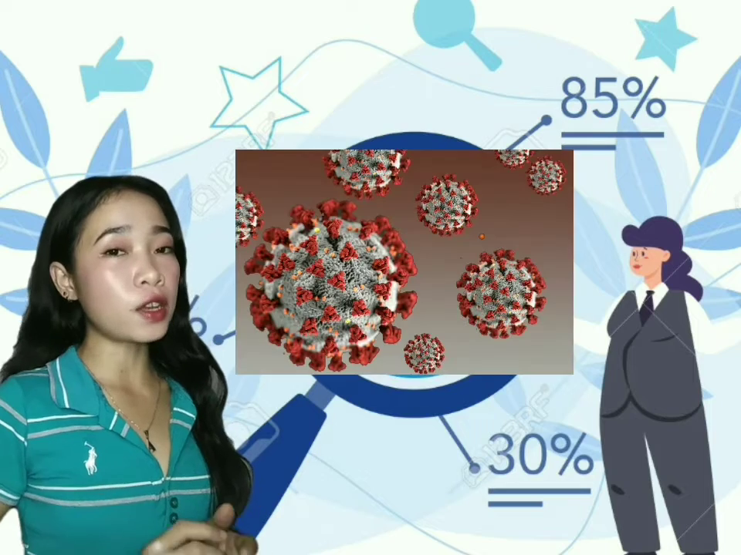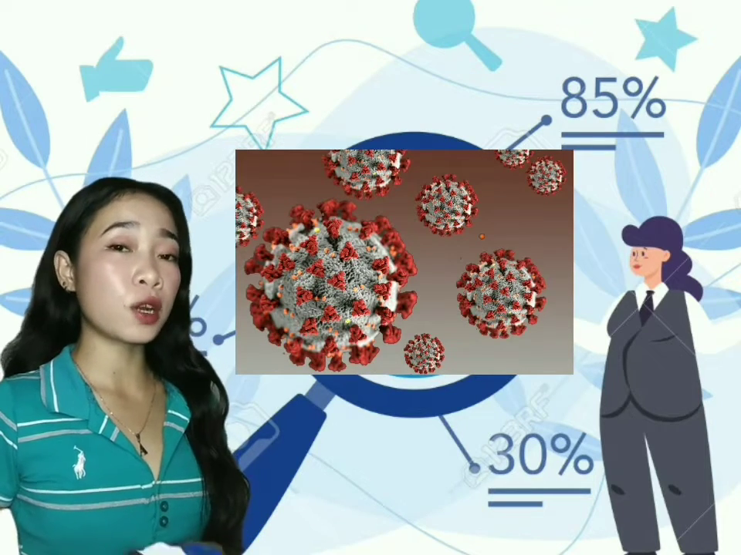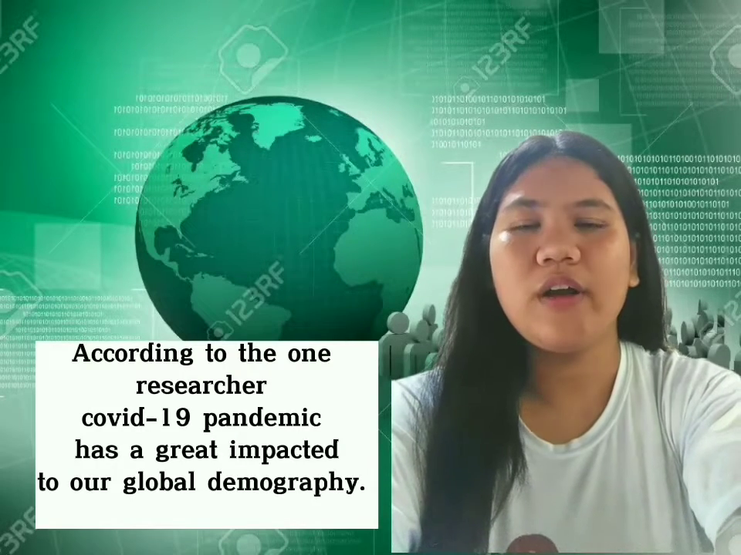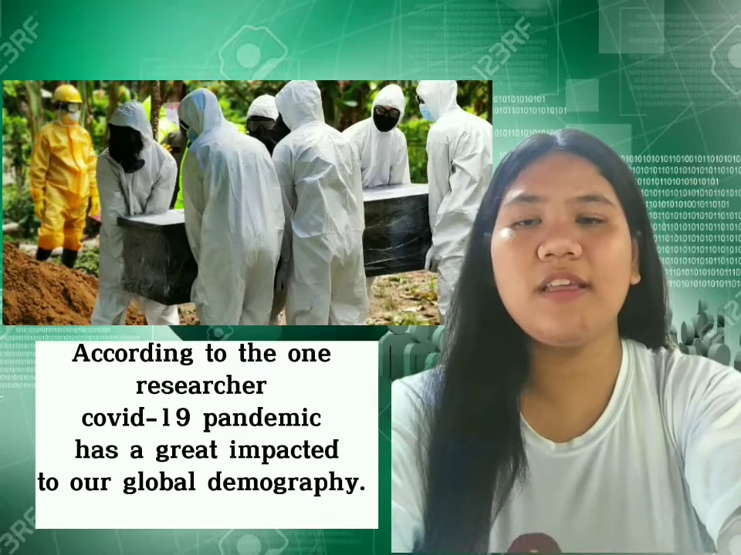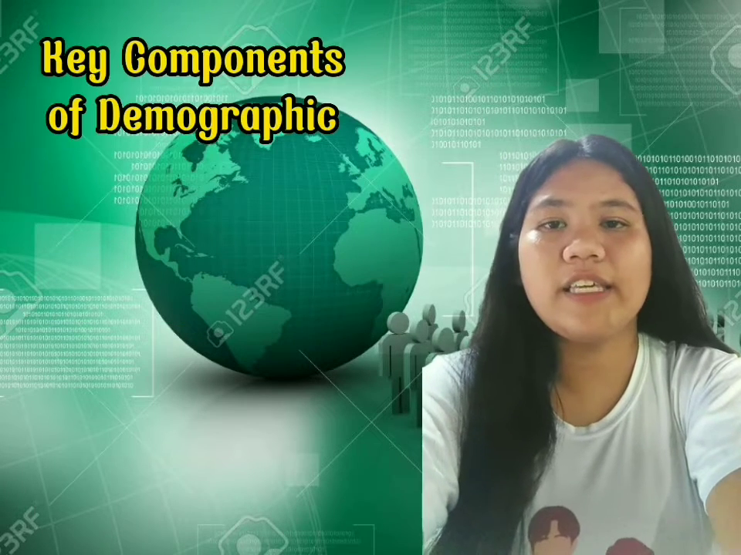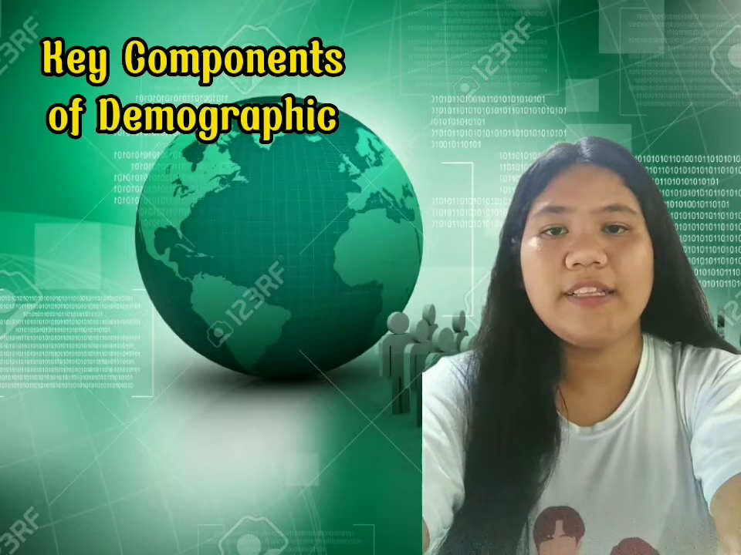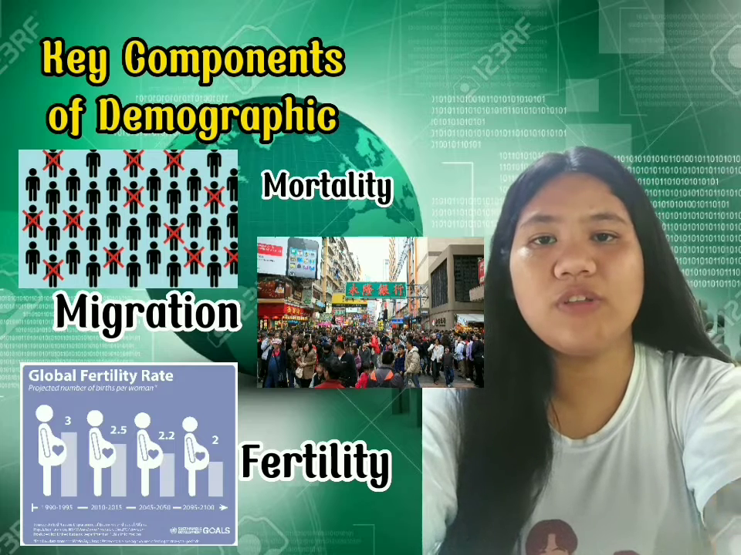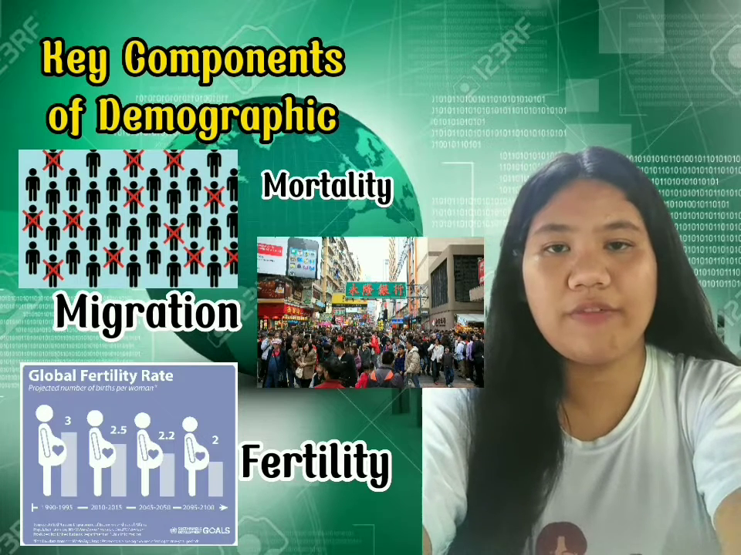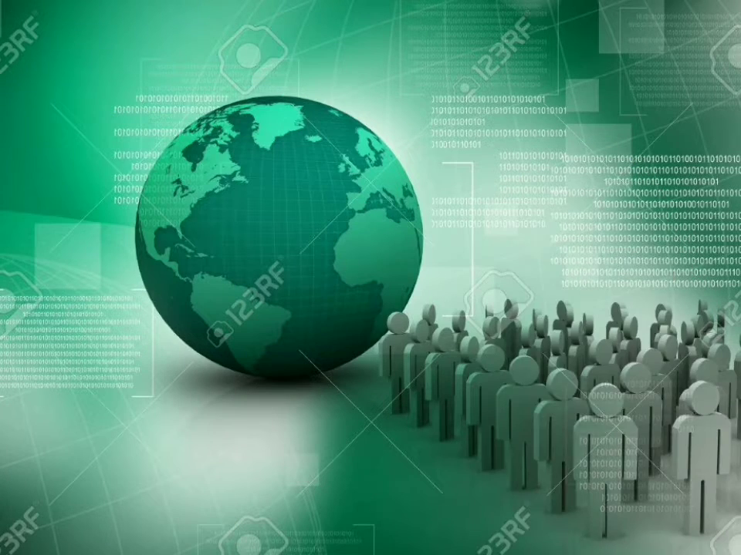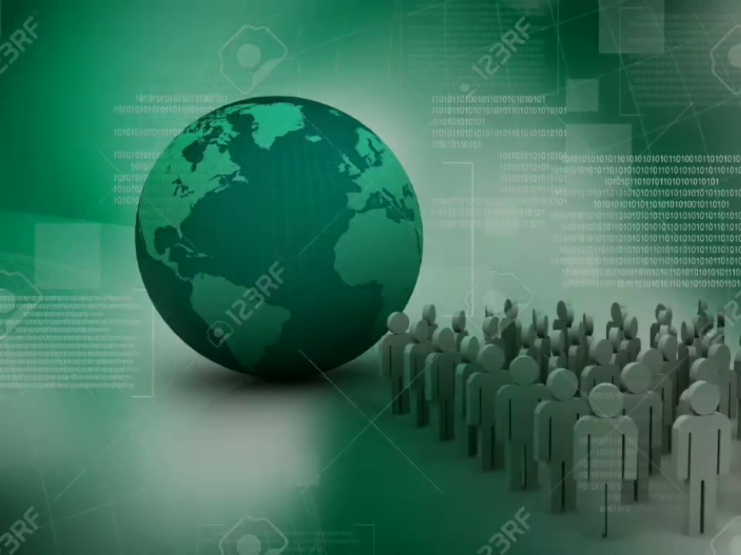An example of that is the spreading of diseases that we have encountered since March 2020 until now. According to one researcher, the COVID-19 pandemic has a great impact on our global demography. There are key components of demography. These are mortality, migration, and fertility. These are also known as the big 3 of demography, which can produce population change or stability. And to make it easy to understand, let's go further to rural and urban communities.